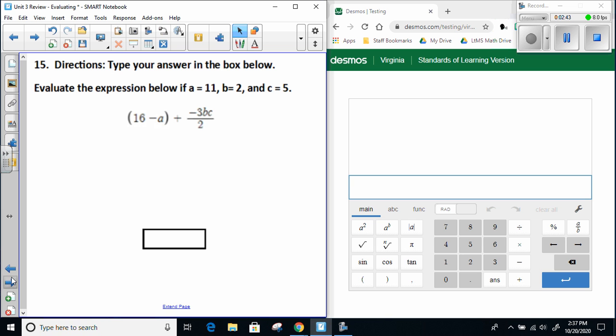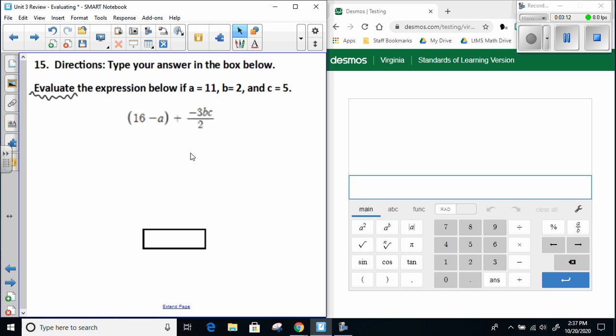So before we solve this problem, I want to go over really quickly what this word evaluate means. Evaluating is kind of like solving. We're going to take each one of these letters, and we're going to use the number that they gave us as equal to the letter. So the value of A is 11. The value of B is 2, and the value of C is 5. And we're going to take these letters out of the expression below, and we're going to replace them with the numbers that we were given. And we call this evaluating or substitution.